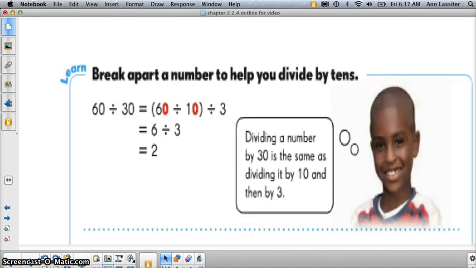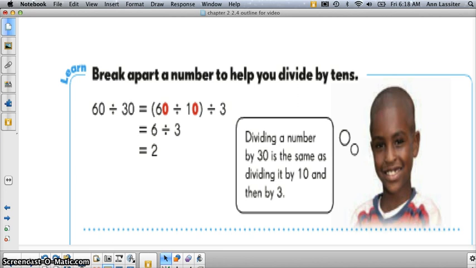Now we're going to look at dividing by multiples of 10. Now we all know that 60 divided by 30 is equal to 2. That's a pretty easy problem. However, I want you to think of dividing by multiples of 10 as the exact opposite of multiplying by multiples of 10. When we multiplied by multiples of 10, we split the, for instance, 30 into times 3 times 10.